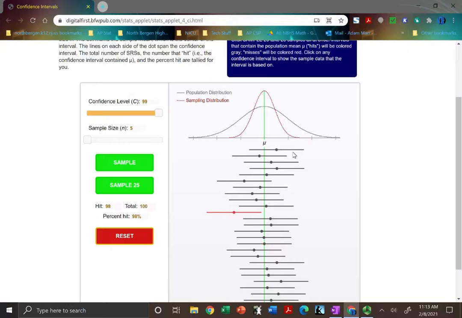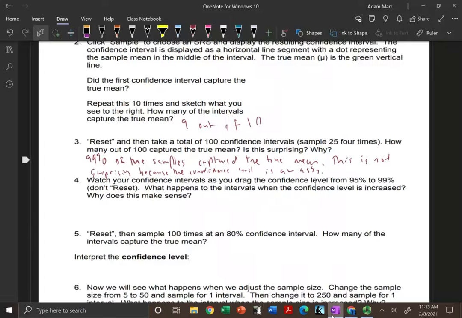Okay, so let's take a look right here. As we increase the confidence level, the interval gets wider. So we hit the mean more often right here. So what we're going to say is, as we raise the confidence level, the confidence intervals widen. Why does this make sense?